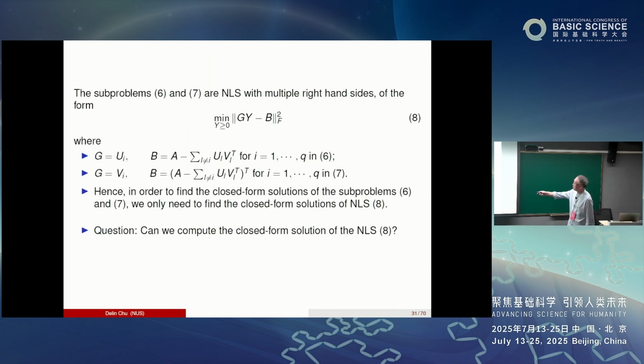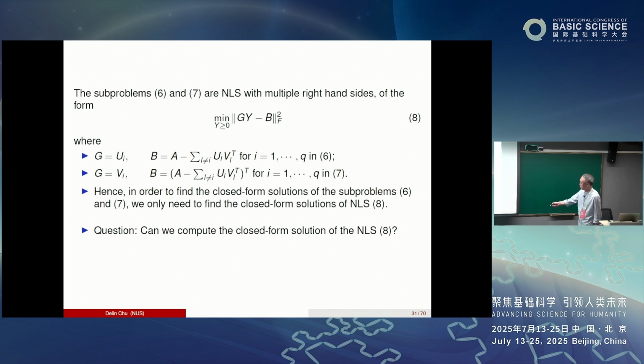Now subproblem 6 and 7 can be written like this. When we update Vi, we have the corresponding G and B. When we update Ui, we have the corresponding G and B. So in order to find the closed form solution for subproblem 6 and 7, we only need to find the closed form solution for this subproblem A.